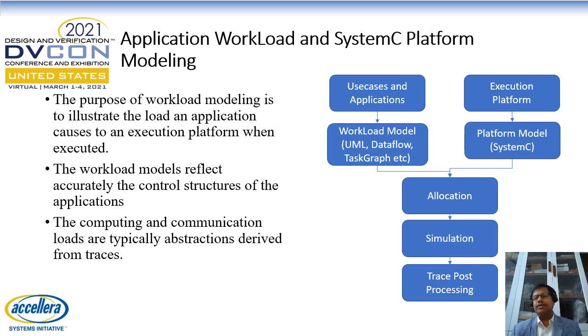Then you try to map the workload onto a specific platform by allocating the resources to whichever IPs satisfy the constraints of that particular workload. Once you've done the task allocation, then you try to simulate the particular use case, and through the process of simulation, you collect the traces, and then you do the post processing of the traces to see whether this particular architecture is supporting your use case, your power constraints, and your design constraints or not.